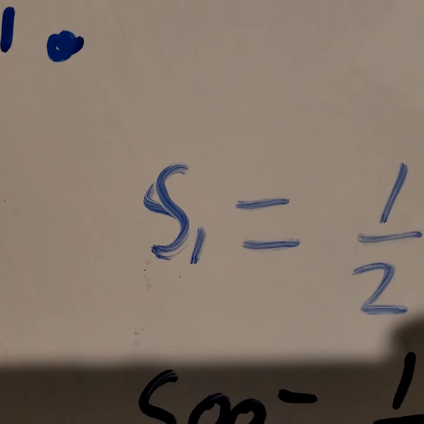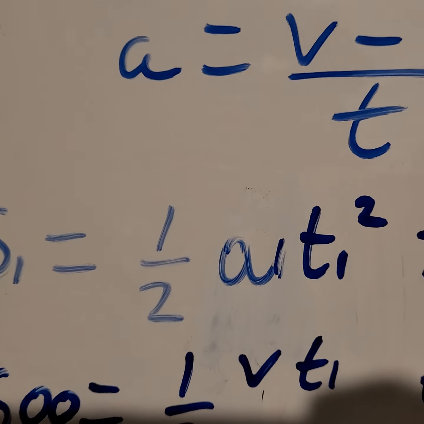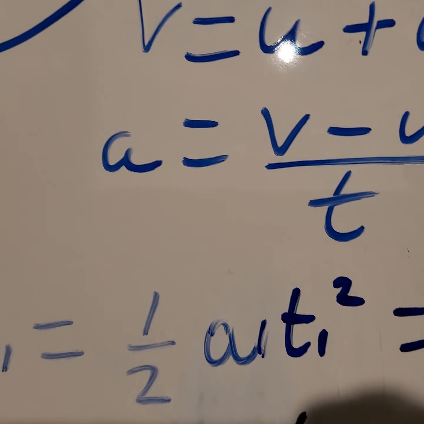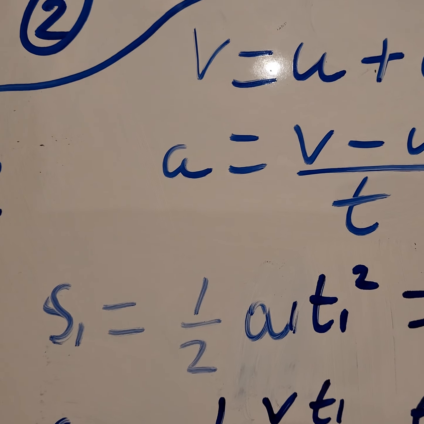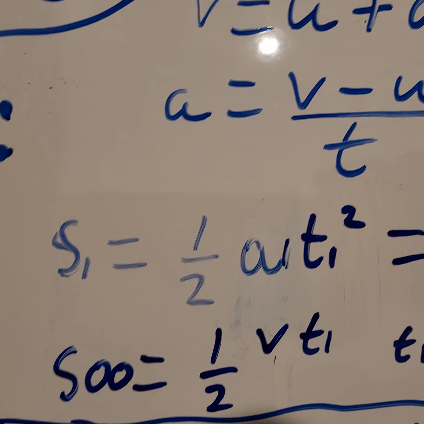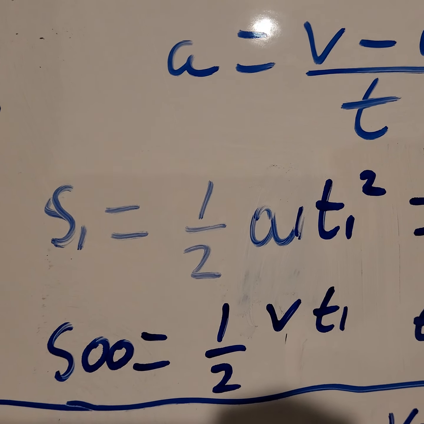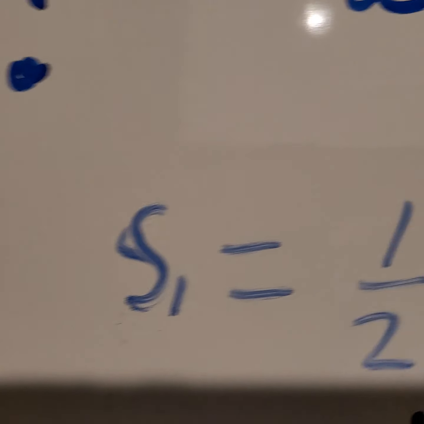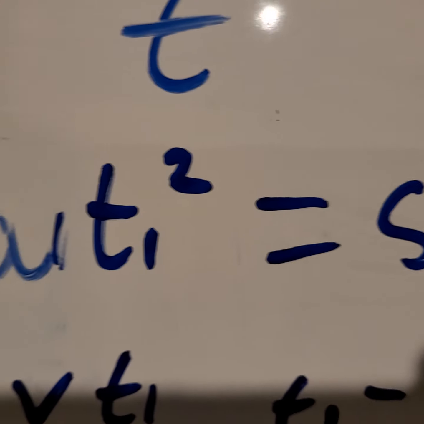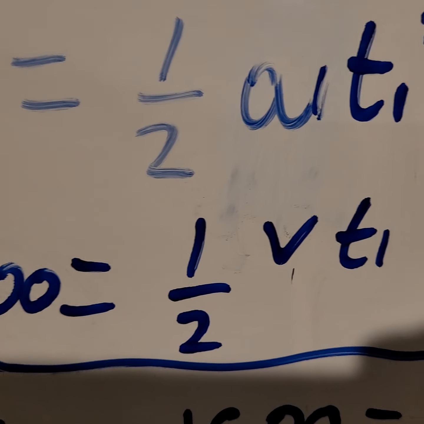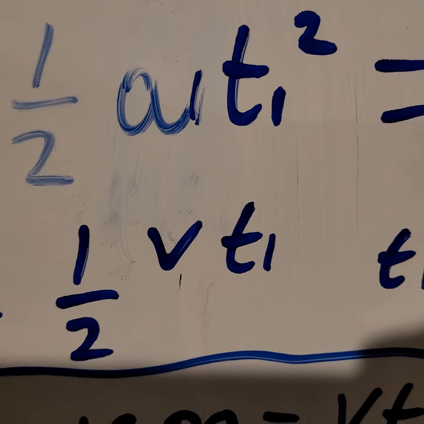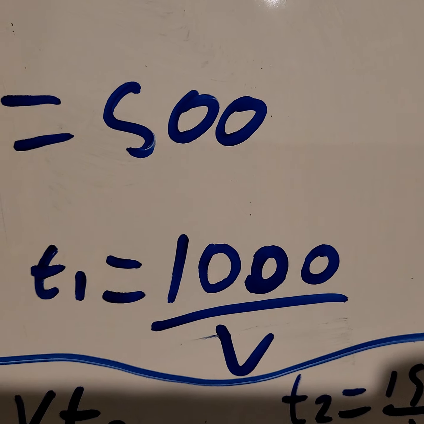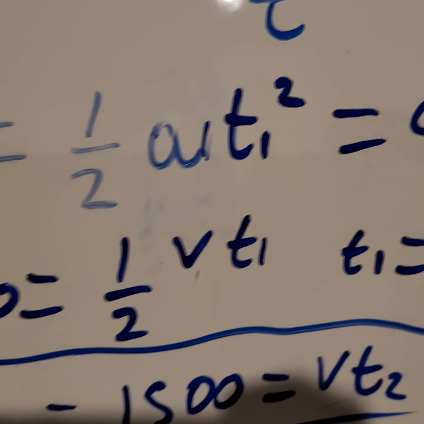So our first distance, s1, is equal to half a1 multiplied by t1 squared. If we think carefully about what we just did, we derived another equation for a. So if we put that in, we end up with half v multiplied by t1. So we say that s is equal to 500 because that's what the problem tells us. So we can say 500 is equal to half v multiplied by t1. Then we can rearrange t1 to say t1 is equal to 1000 divided by v, our velocity. So that's our constant velocity we're going to use for the second part.